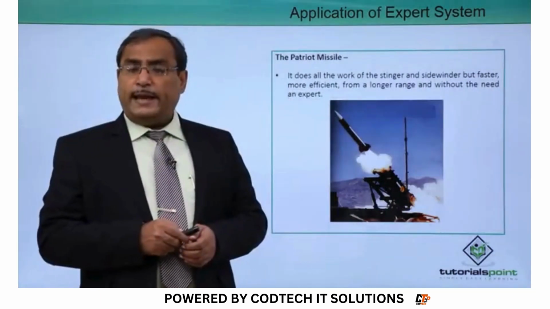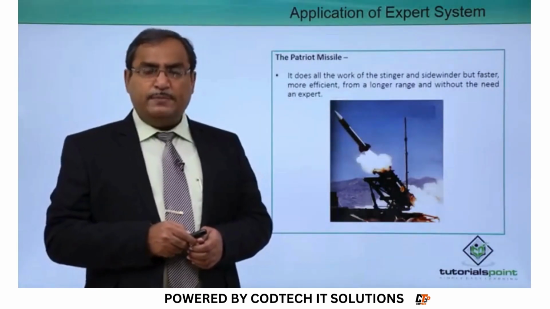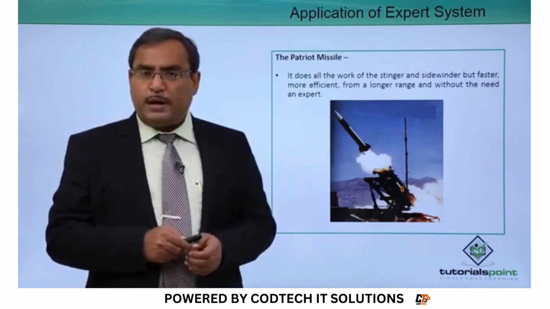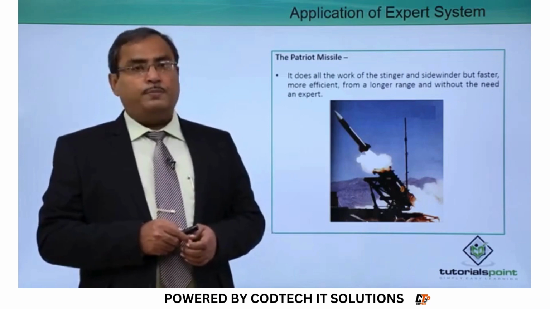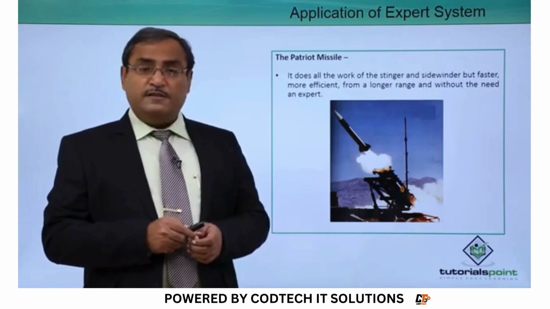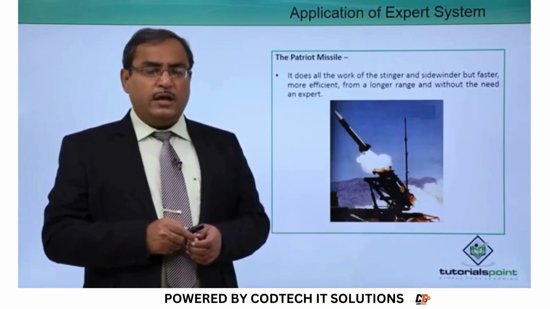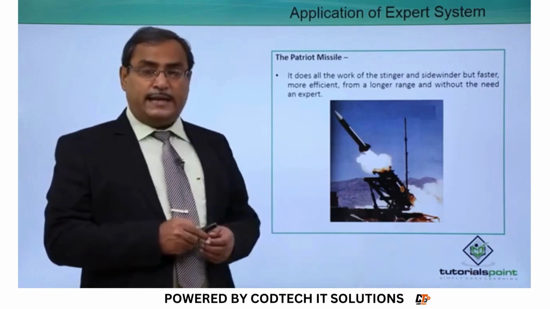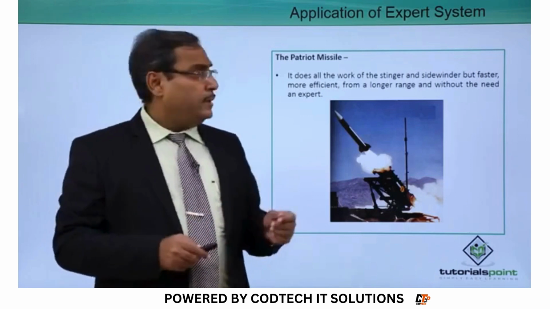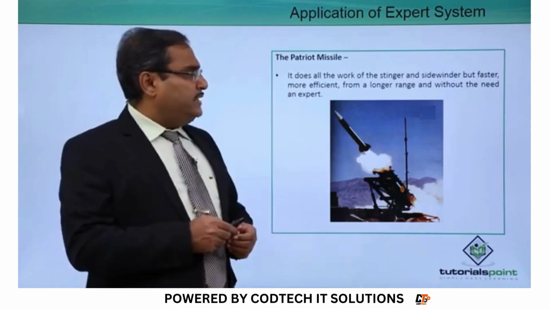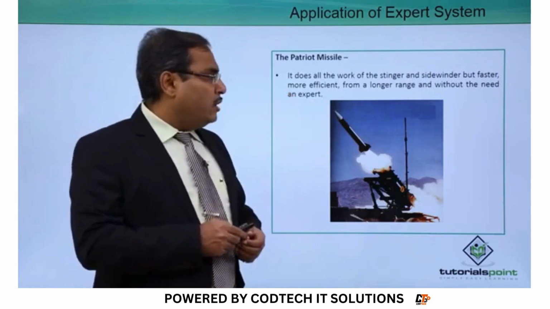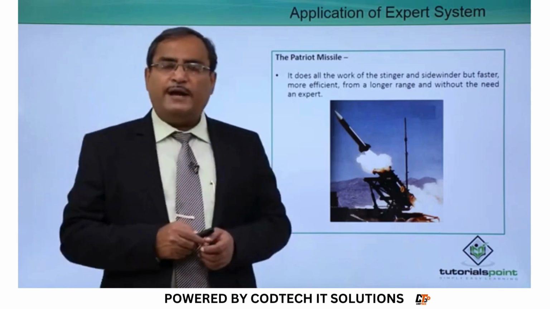Next we are going for the Patriot missile. This particular missile has another name, that is SAM, surface to air missile. This missile is now being used by the US Army and also by different allied nations. This missile was developed by US defense contractor Raytheon, and it has got its name similar to the radar system used in this weapon. It does all the work of the Stinger and Sidewinder, but faster and more efficient from a longer range and without the need of an expert.